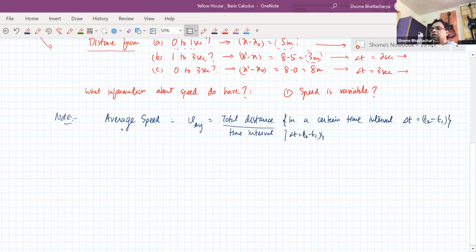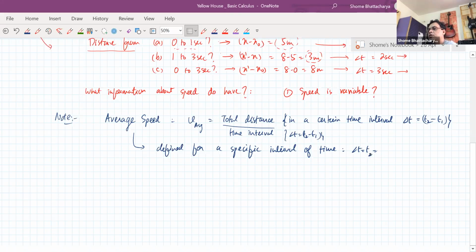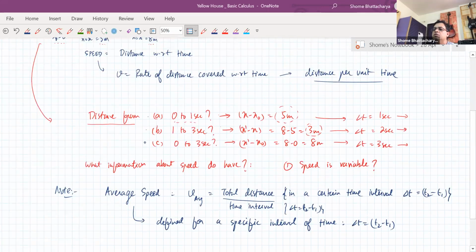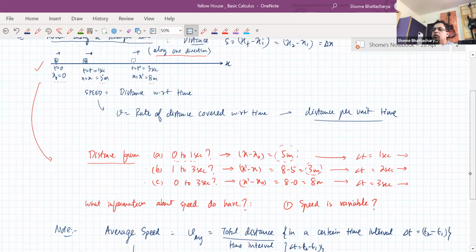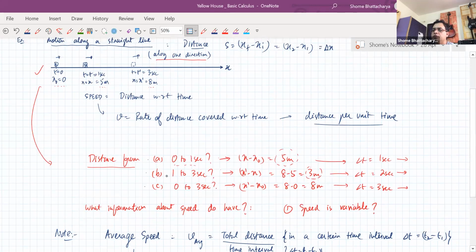So that means average speed is defined for a specific interval of time. We can only define the average speed when we are sure what this interval of time is. What is the value of t2 and what is the value of t1? So it becomes t2 minus t1. So if we apply this definition to the above situation, then we can see that for each of these intervals of time, we can define how much the average speed is, because we know the distance traveled and we know the time interval.